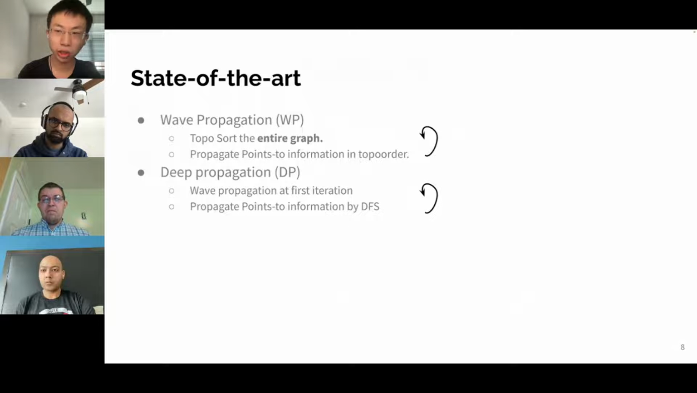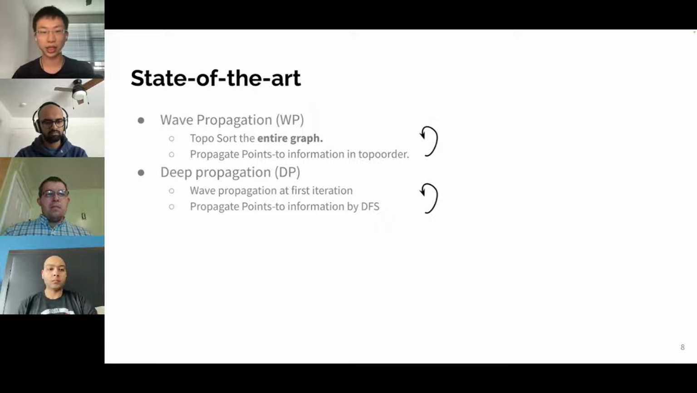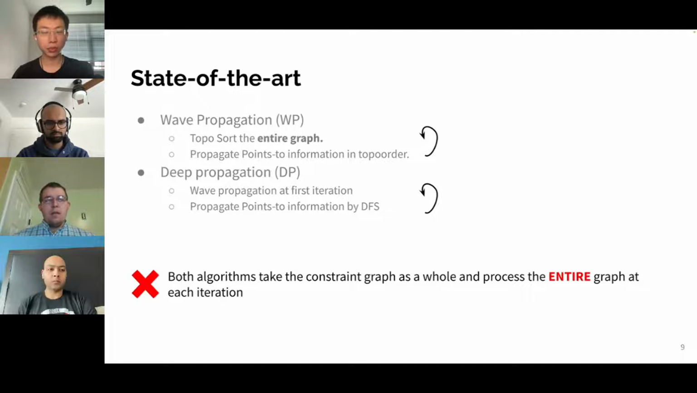There are currently two widely used solving algorithms for pointer analysis, namely wave propagation and deep propagation. At a high level, wave propagation will topologically sort the entire graph and then propagate the points-to information in topological order, and repeat until reaching a fixed point. Deep propagation, on the other hand, will propagate the points-to information in a depth-first manner. Both algorithms have to take the whole graph, and wave propagation will have to re-topologically sort the entire graph.